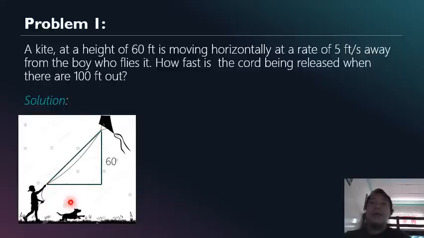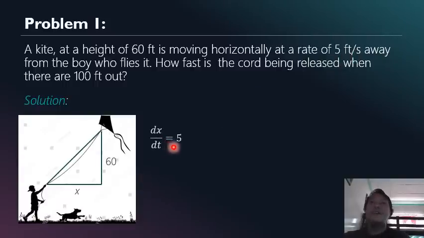Halimbawa, ang horizontal distance natin, i-represent natin ang x. Ito siya ngayon, no? And then may sinabi dito na it is moving horizontally at a rate of 5 feet per second. Ito yung bilis niya, bilis ng paggalaw niya horizontally, right? If the horizontal distance is x, then how are we going to represent this 5 feet per second? This must be your dx over dt. That is the rate at which x changes.